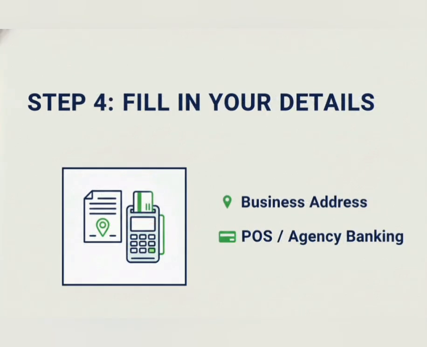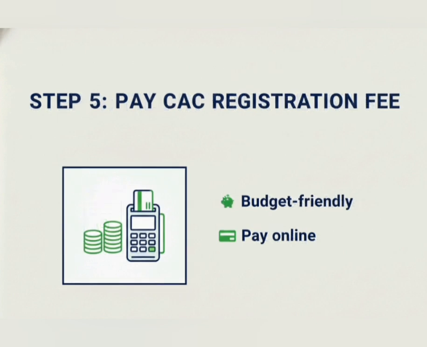Enter your personal details exactly as they appear on your NIN. Add your business address and select POS or financial services as your business activity. Make payment on the portal. Business name registration is usually cheap and affordable compared to company registration.